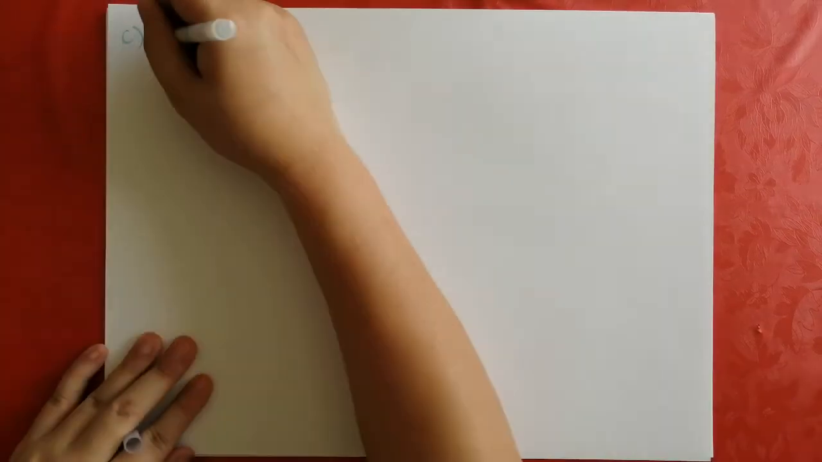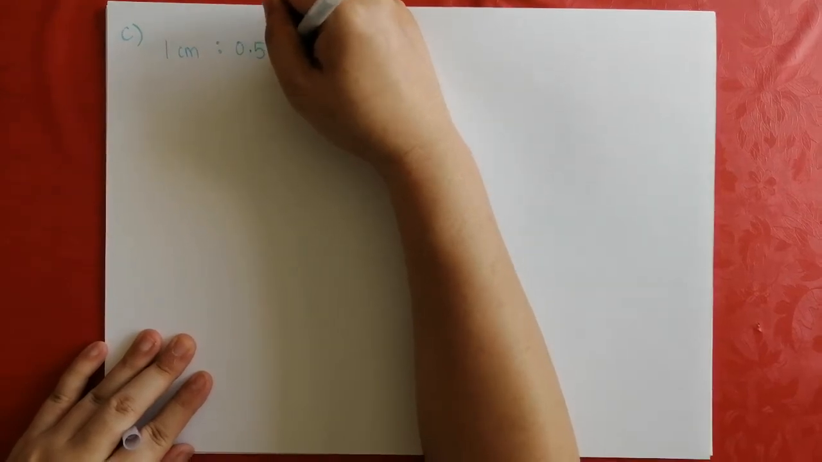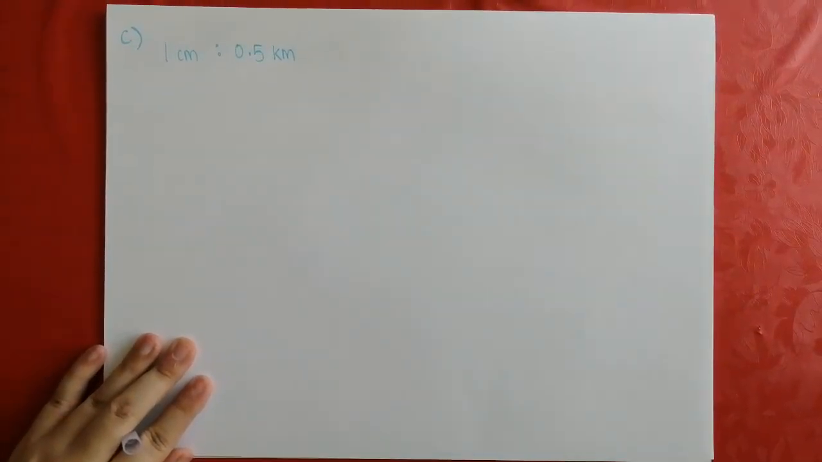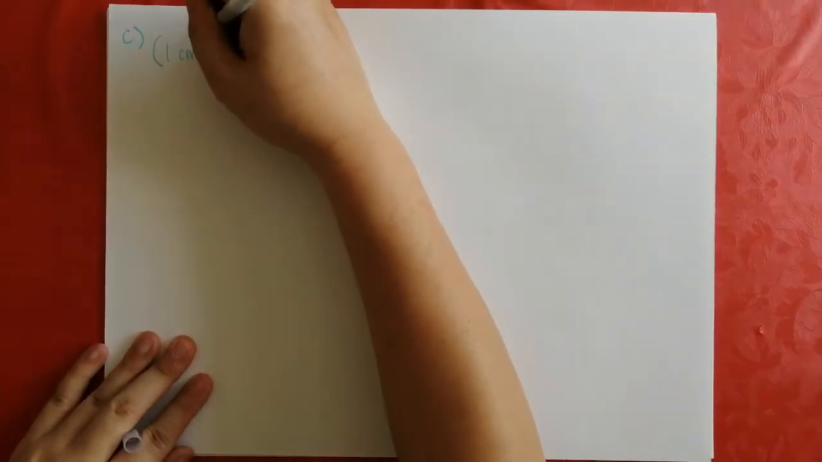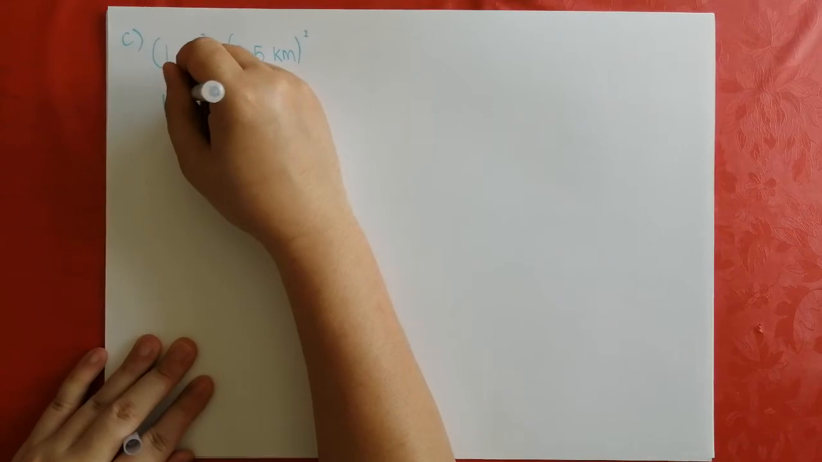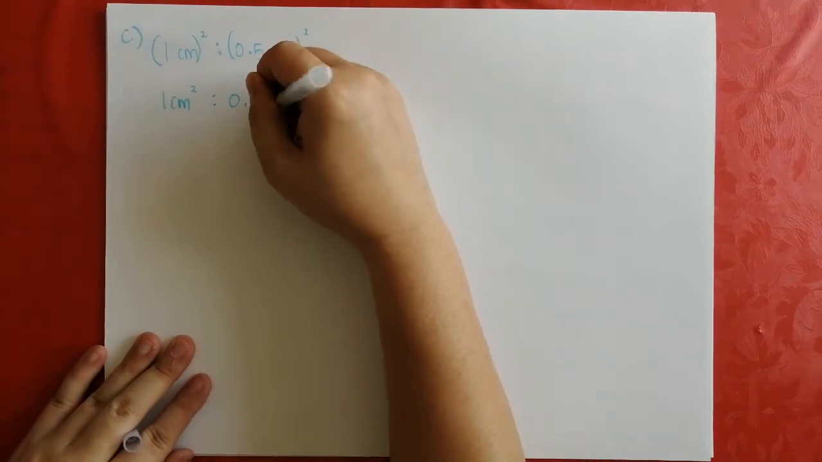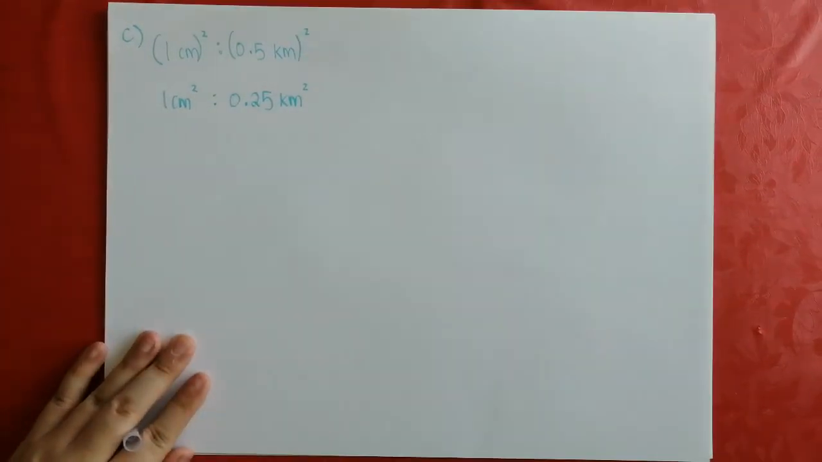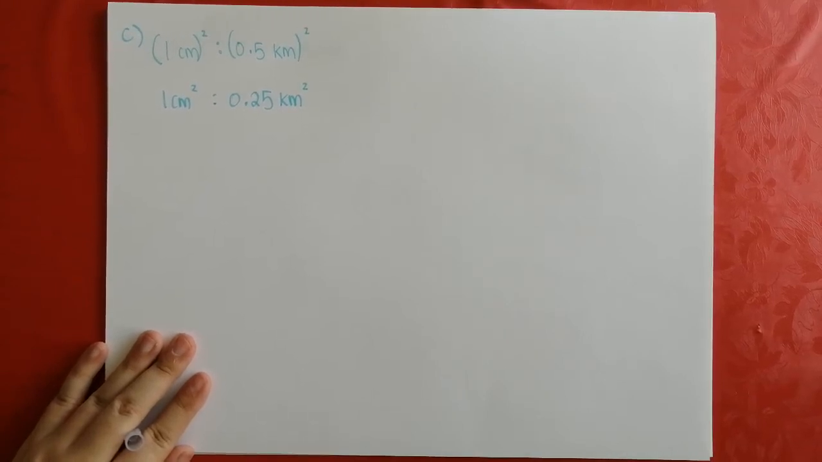Let's use the scale that we have from part A. 1 cm is represented by 0.5 kilometer. Since we are dealing with an area, which is square kilometer, we need to square our scale. So 1 cm times 1 cm gives me 1 cm square. Then 0.5 km times 0.5 km, therefore 0.25 square kilometer. So with this new scale, we need to find the area.